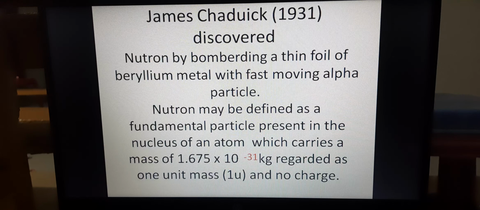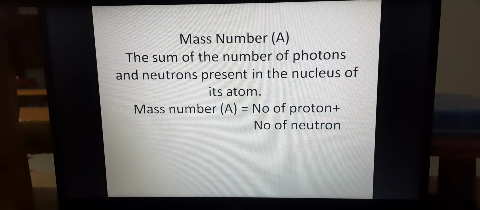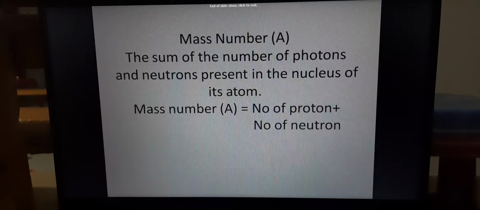Chadwick discovered the neutron by bombarding a thin foil of beryllium metal with fast moving alpha particles. So, a neutron may be defined as a fundamental particle present in the nucleus of an atom which carries a mass of 1.675 into 10 to the power minus 31 kg, regarded as 1 unit mass or 1 u, also called 1 atomic mass unit or AMU. Mass number is the sum of the number of protons and neutrons present in the nucleus of its atom. So, mass number A equals number of protons plus number of neutrons.